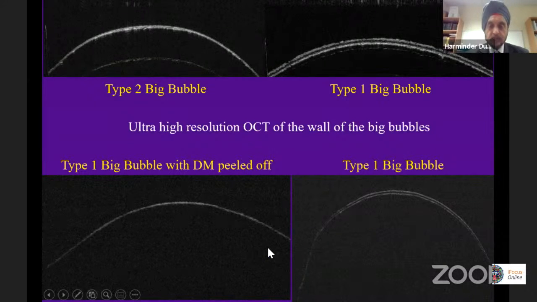The point I'm going to make here is that this double contour line can also be seen with a greater space in the type 1 bubble, but the Descemet's membrane will always give you this double contour line on its own when you do ultra high resolution or high resolution OCT.